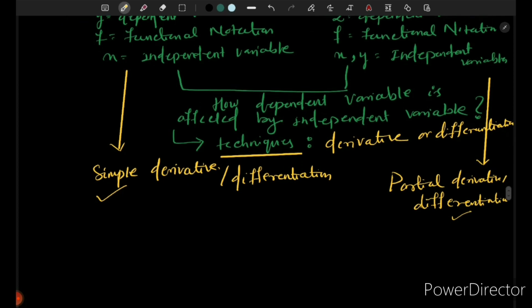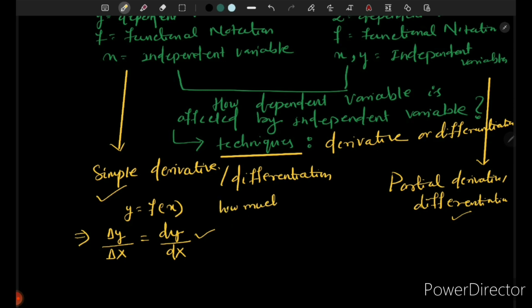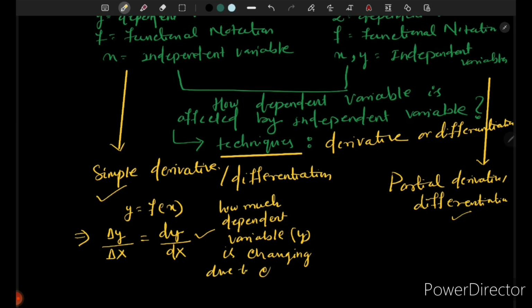So what is simple derivative? So simple derivative means if y is a function of x, so we have to find out delta y with respect to delta x, or you can say dy with respect to dx. That means here we have to find out how much dependent variable, that is y, is changing due to change in x.